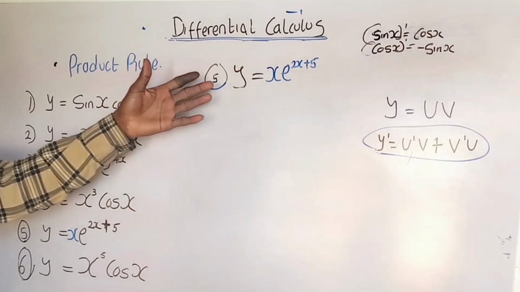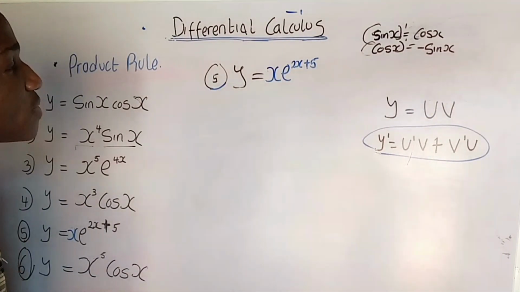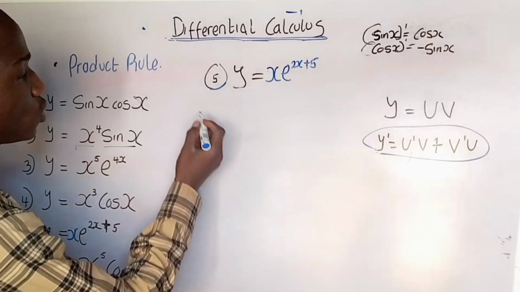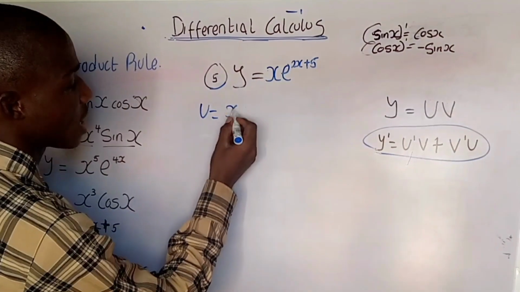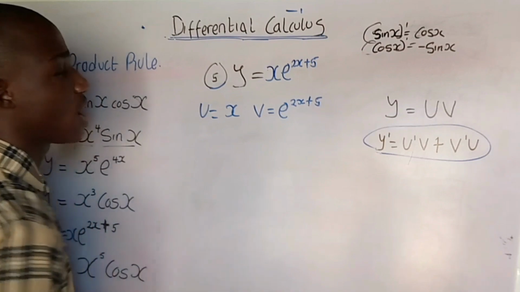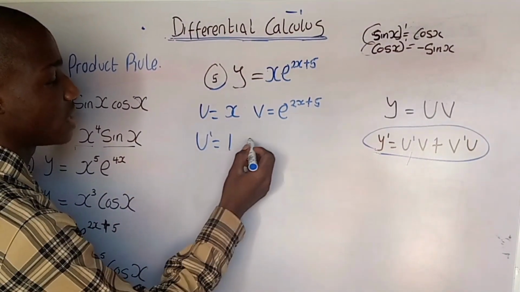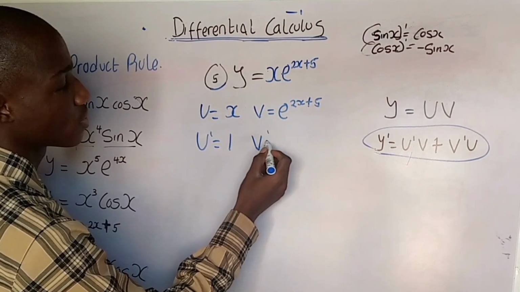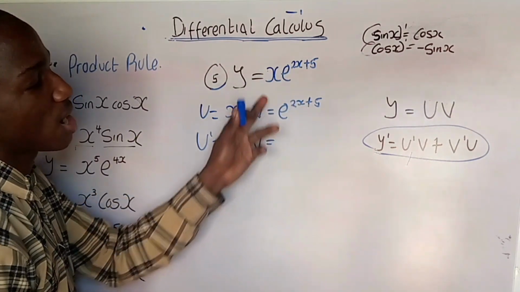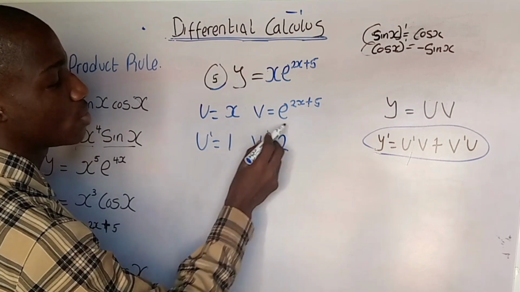Okay, we have question number 5. y is equal to x multiplied by e raised to the power of 2x plus 5. In this case, the first thing also is to identify our u and v. So u is equal to x and v is equal to e raised to the power of 2x plus 5. Now, for my formula, I still need the derivative of u and v. The derivative of u is equal to 1 and the derivative of v is equal to differentiate the power, which is 2x plus 5, that will be 2. Then multiply the power with the function itself.